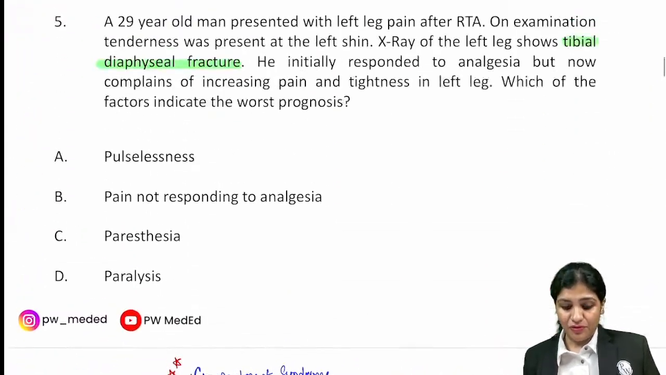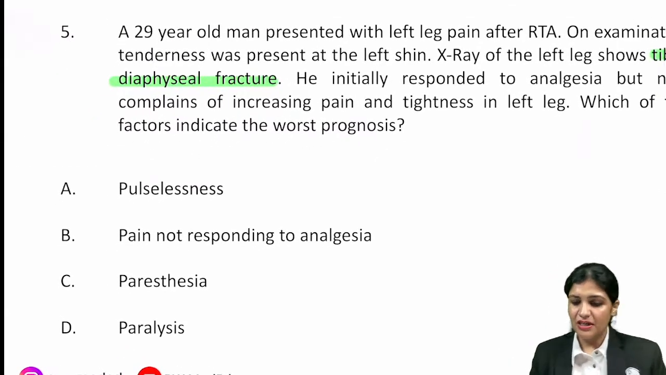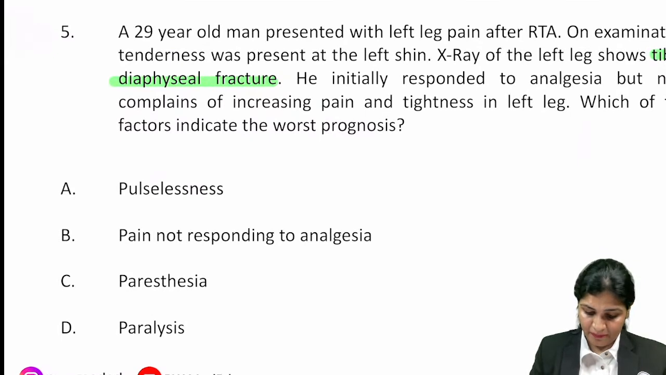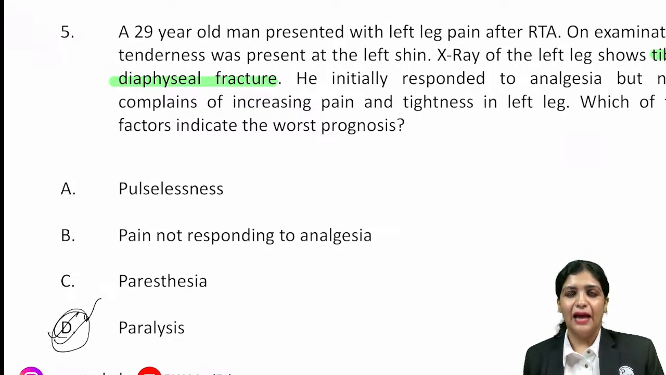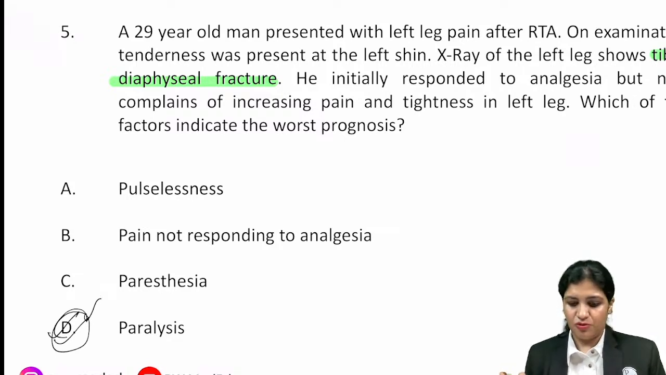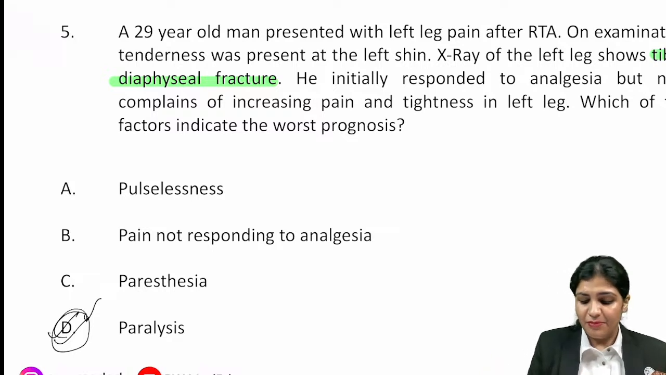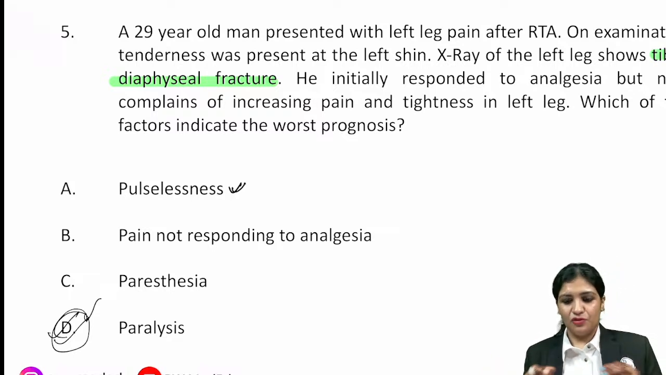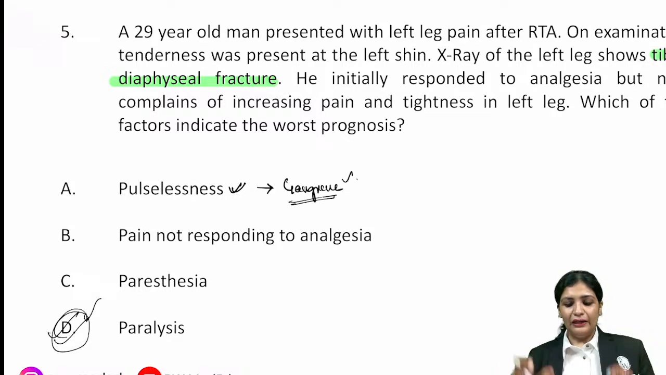And here, if you see the factors which indicate the worst prognosis, it is the paralysis. So once the muscle has entered the paralysis, or if they are completely damaged, they could not be rescued. So that is the worst prognosis which can be seen. And sometimes the pulselessness, the complete absence of the pulse, might result in gangrene also, right? So here, according to this question, the paralysis would be the answer.